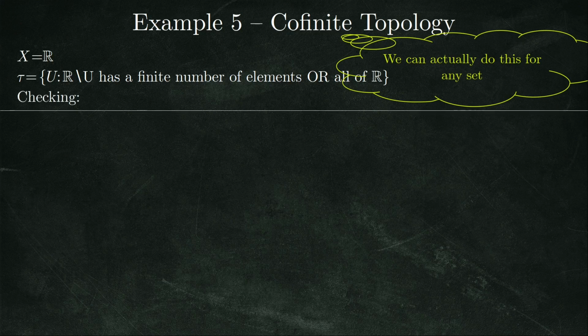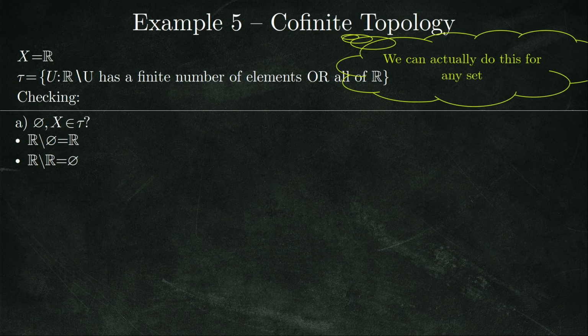Okay, so to check this is a topology, firstly we want to check: are the empty set and X in the topology? So we need to check, are the complements of these finite or all of R? R complement the empty set is R, so therefore the empty set is open. R complement R is the empty set, which has no elements, which is definitely finite, and so R is open. Now have a go on your own, or have a think on your own about the finite intersections and the arbitrary unions, and then I'll go through the solutions one at a time.